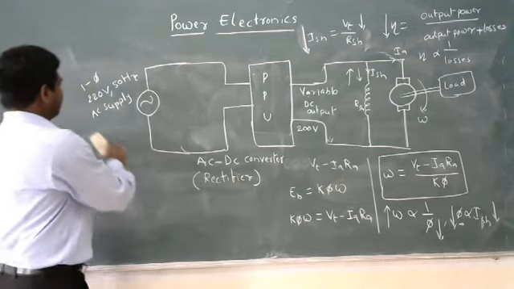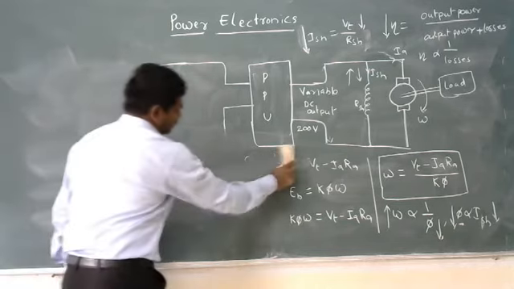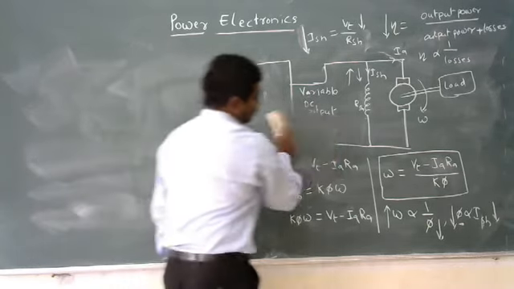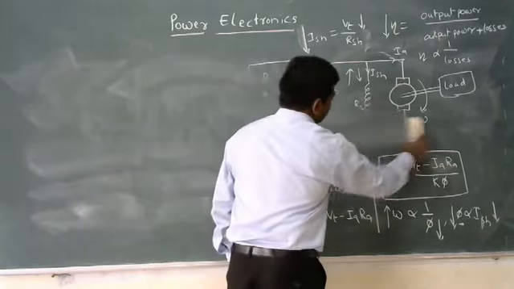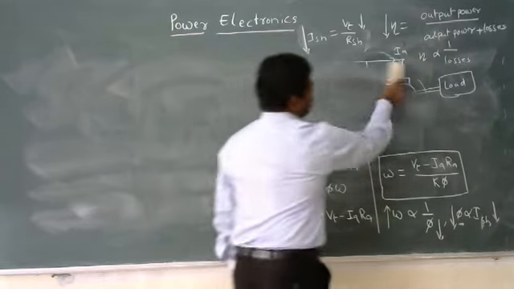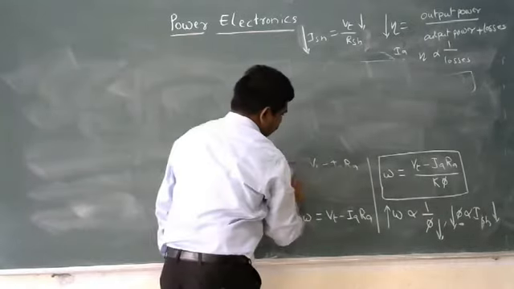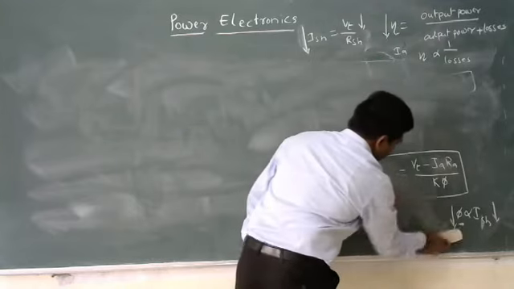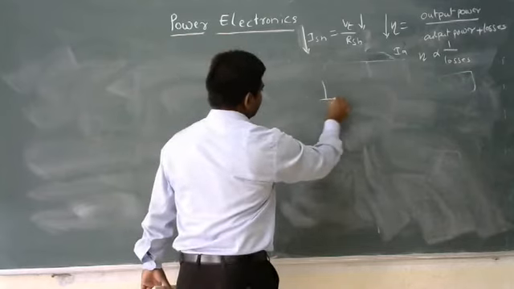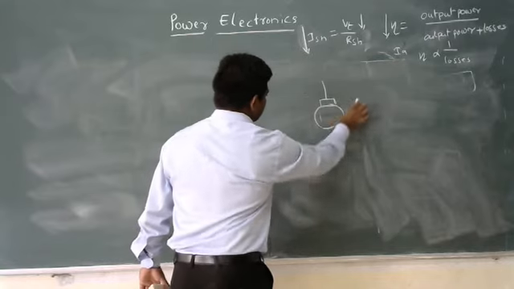For example, the other type of motor, which is very useful in industrial applications, is called the induction motor. The induction motor is an AC motor, and almost 90% of industrial loads run on induction motors. So let us take one induction motor here. This is my induction motor.